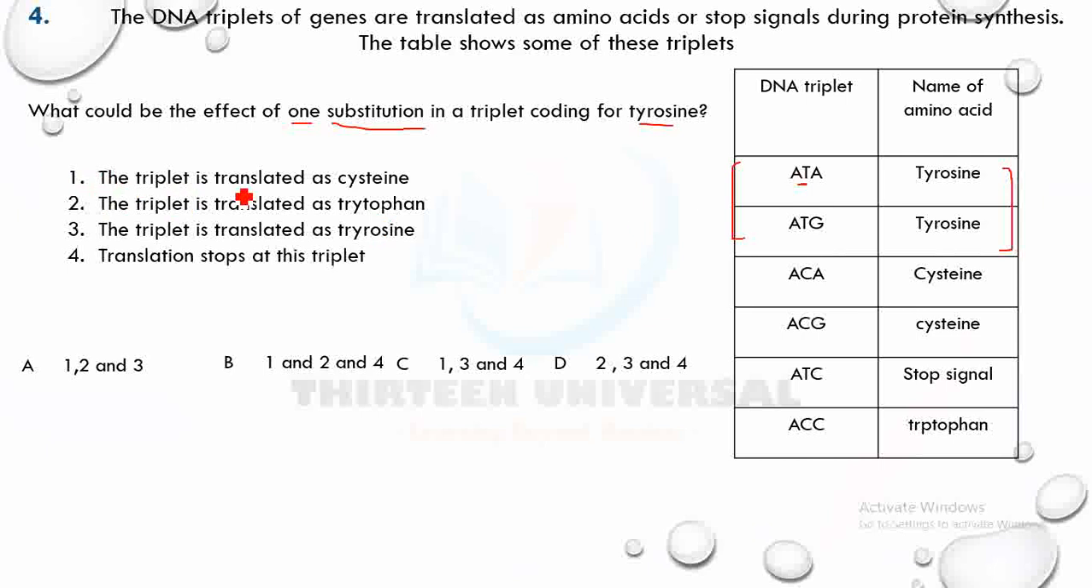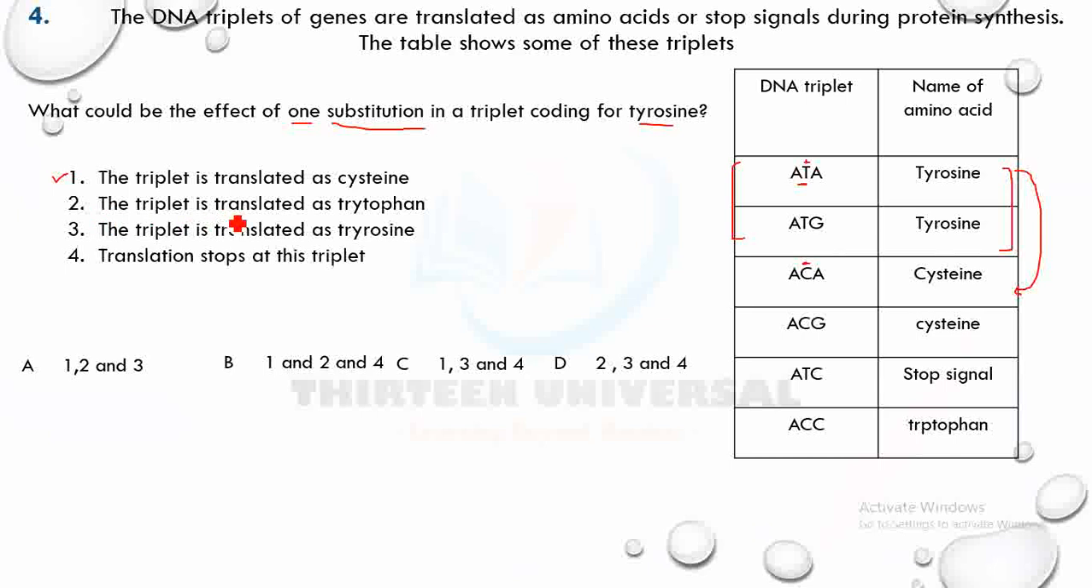The triplet is translated as cysteine. Where is cysteine? Yeah, this is cysteine, and this is tyrosine. If I substitute this T with C, I'll form cysteine. The same way, if I substitute, I'll form it. So this is possible. It can change from tyrosine to cysteine by substituting thymine with cytosine. So that's correct, which means statement 1 sounds correct.